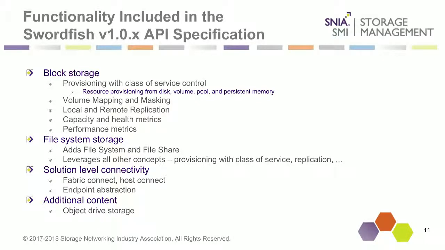Local and remote replication, how do we describe those in a block environment? So whereby we can remotely, for instance, replicate and actually have the description of that and some management process for being able to do it. Capacity and health metrics and performance, and I'll show you those as we're going through.